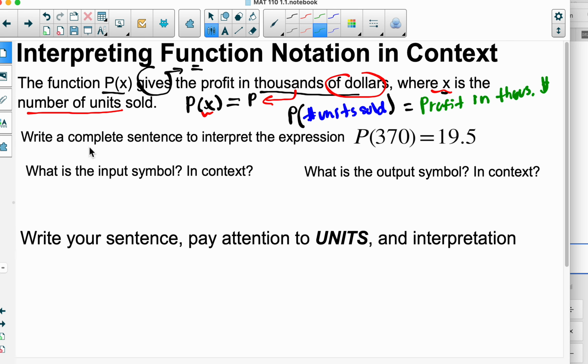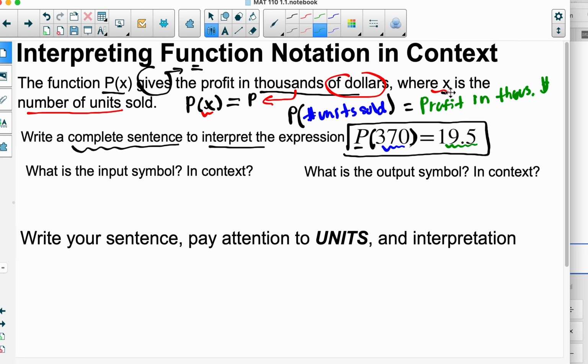So we want to write a complete sentence, and I will be asking you to write complete sentences, and we would want to interpret, in this case, this expression, which is in function notation. This is function notation right here. P of my input, 370, is equal to 19.5.